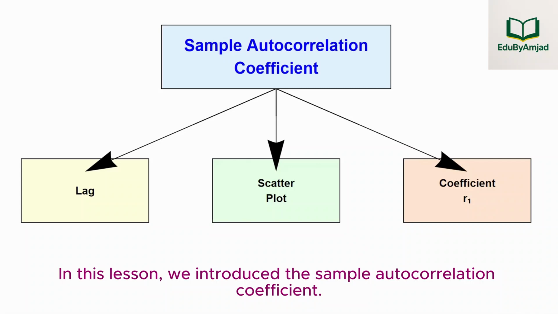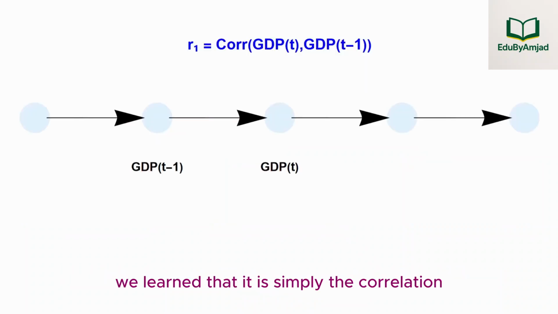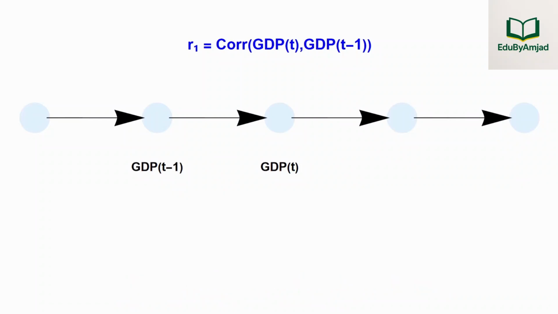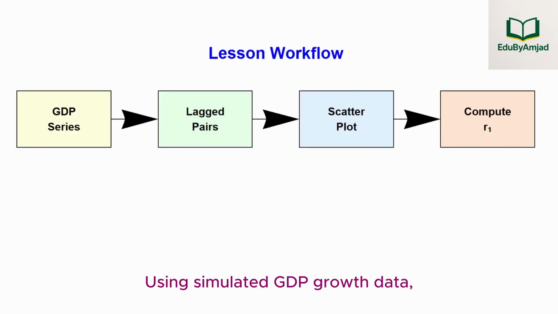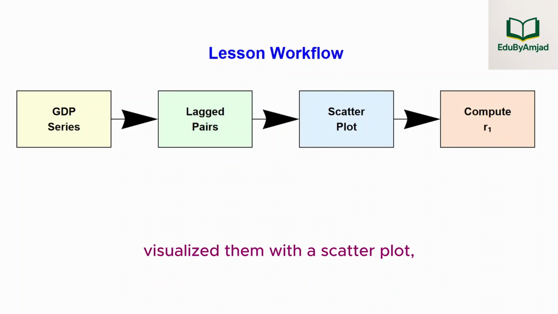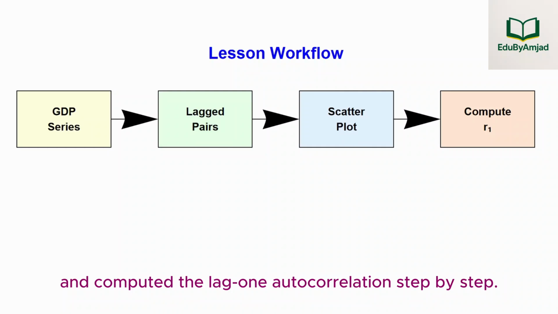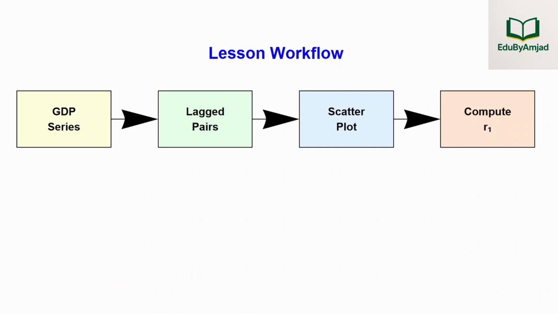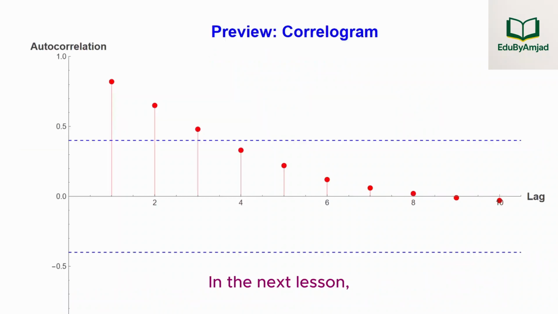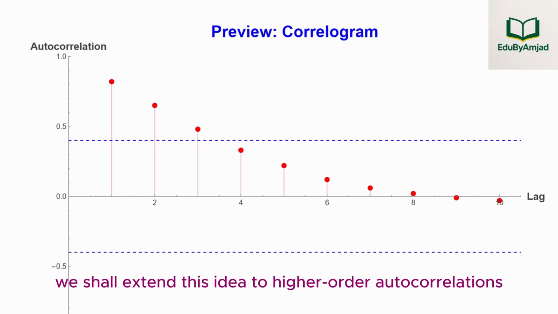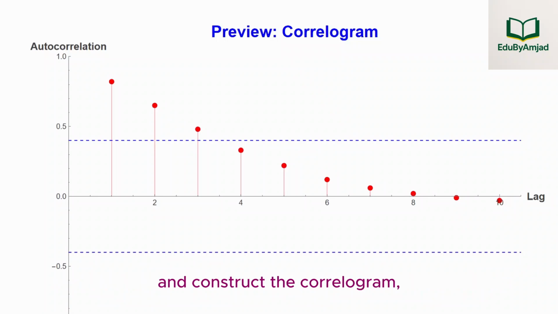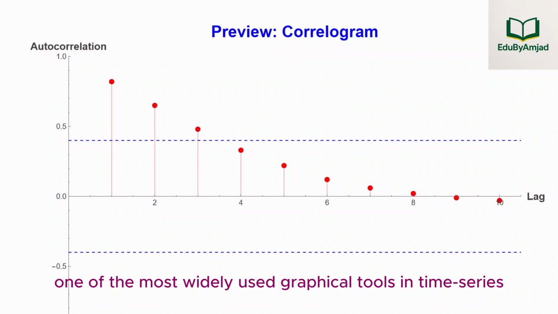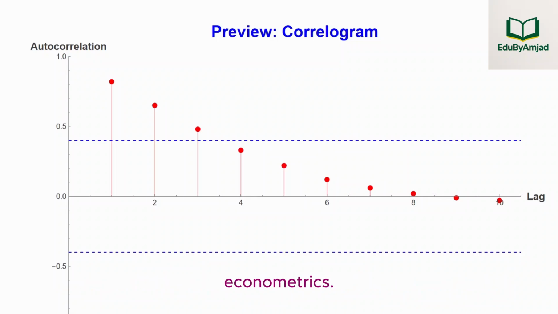In this lesson, we introduced the sample autocorrelation coefficient. We learned that it is simply the correlation between a variable and its lagged values. Using simulated GDP growth data, we created lagged observations, visualized them with a scatter plot, and computed the Lag-1 autocorrelation step by step. In the next lesson, we shall extend this idea to higher order autocorrelations and construct the correlogram, one of the most widely used graphical tools in time series econometrics.